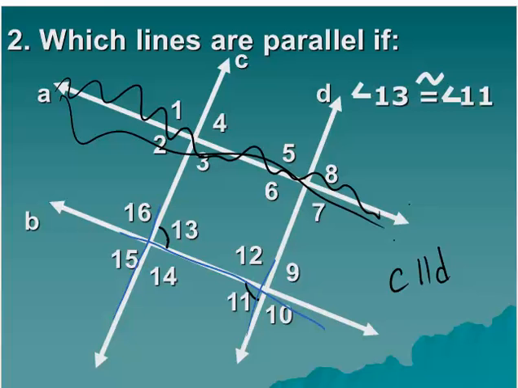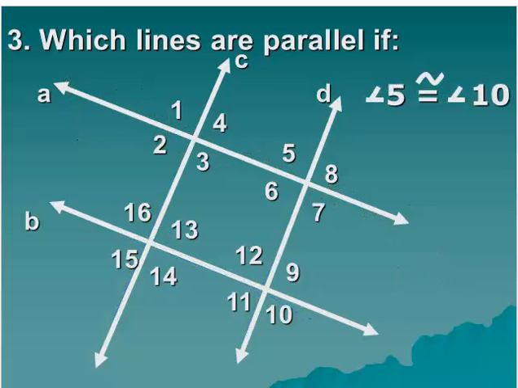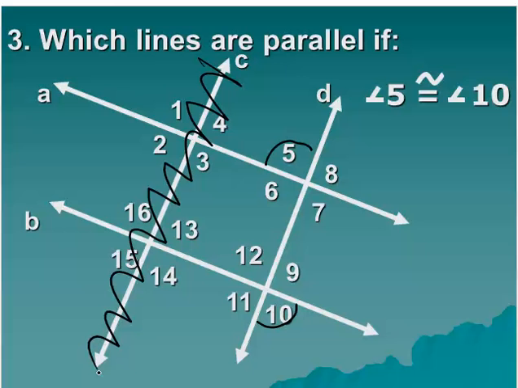If you're making the statement that the lines are parallel, we need to use the word converse. Example 3. Which lines are parallel if angle 5 is congruent to angle 10? Angle 5 and angle 10. I notice angle 5 is next to lines A and D. Angle 10 is next to lines B and D. So line C is not needed to work this problem.